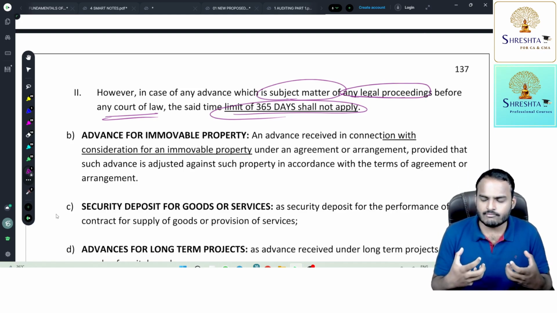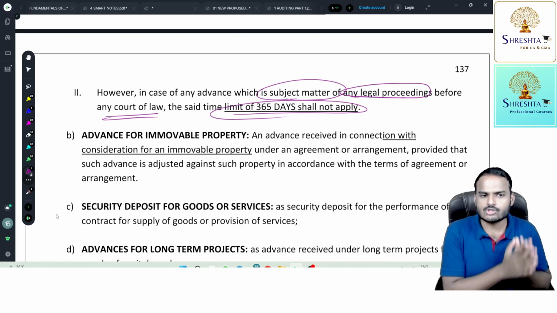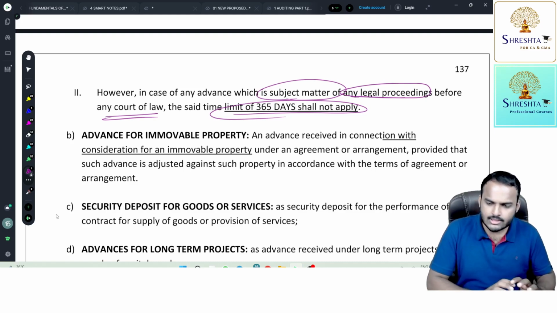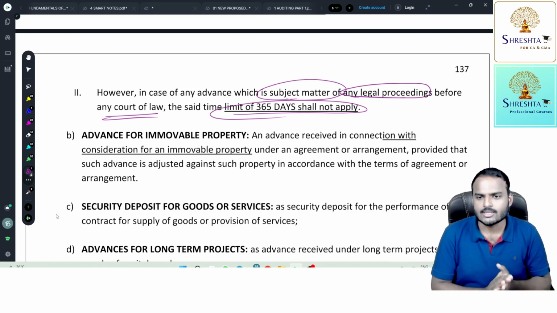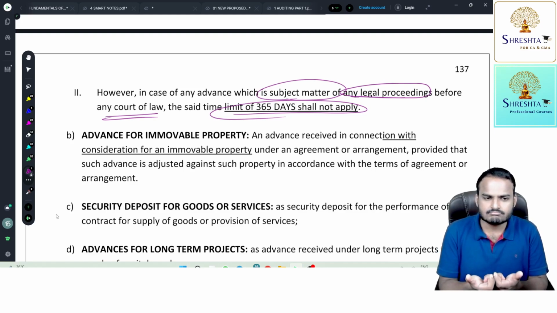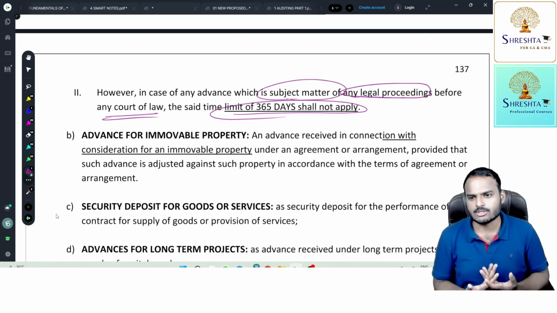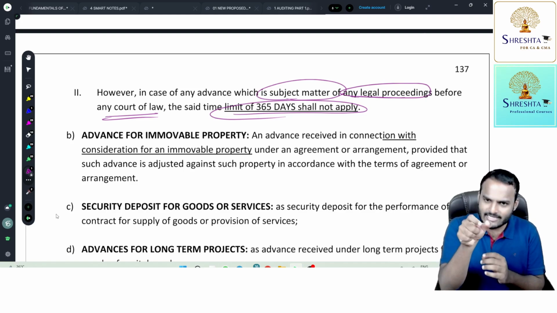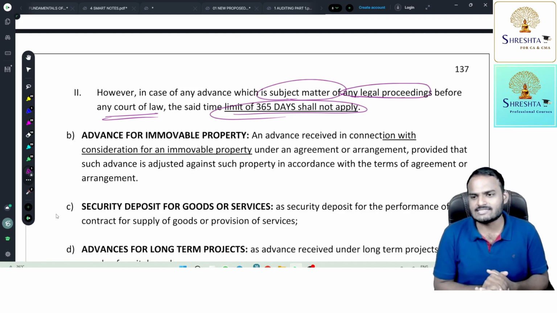Now what will GMR Infra do? With this money, they will start construction of the houses. Now after a fixed period, what will they do? They will surrender the property. But construction of immovable property, do you think it will be finished in 365 days? Maybe possible, may not be possible. That's why this is different from the above condition. Business advance is different, advance for immovable property is different.